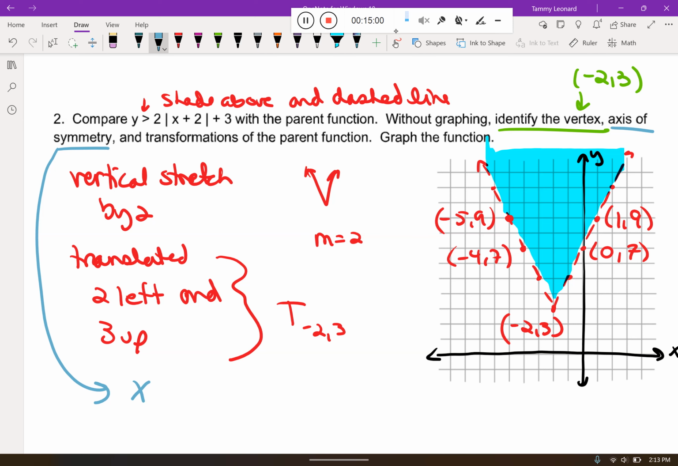It's always going to be the vertical line that runs right through your vertex. That's true for both parabolas and absolute value graphs. Same deal for axis of symmetry. Are we cool? All right. And then we already identified the transformations. We already know that the parent function is? What's the parent? Y equals the absolute value of X. Are we good? Yeah?